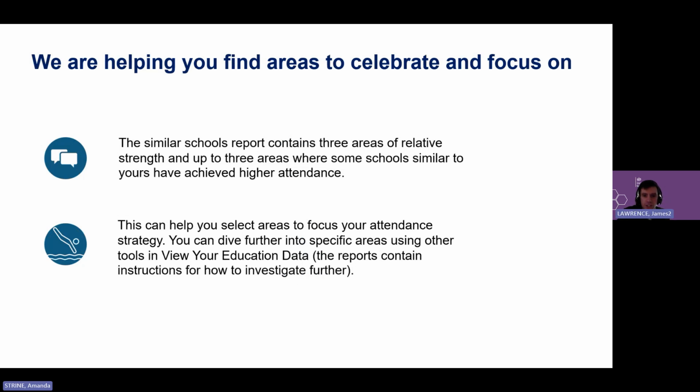In terms of how you can use the report, you have the areas of relative strength and areas to focus on. We've selected the areas to focus on based on where the biggest overall gaps are between your own attendance and that of similar schools. We've cut the data a lot of different ways, so you might see year groups, you might see pupil groups like free school meals, but also things like days of the week in the section. So it's entirely possible that your 3 areas to focus on might be your year 10s, your pupils eligible for free school meals, and your attendance on Mondays.